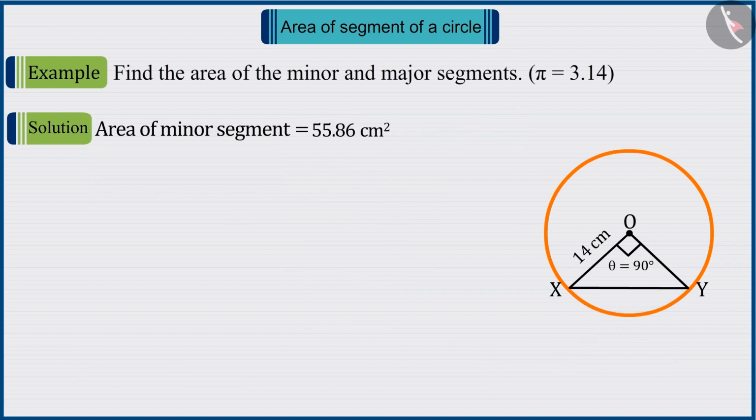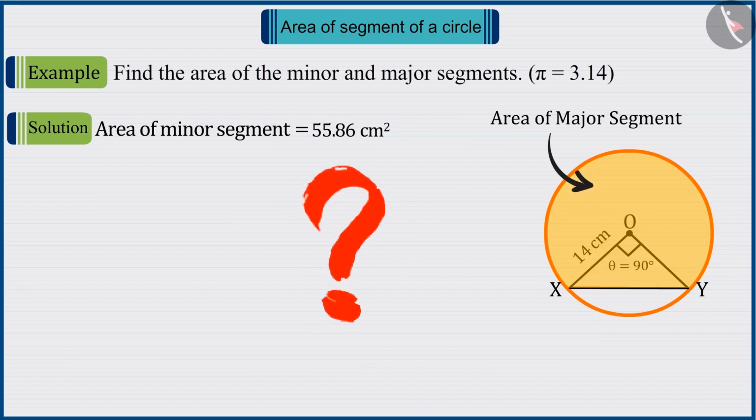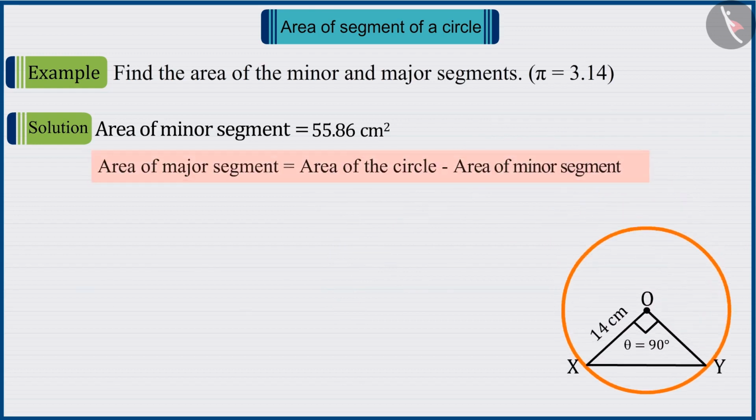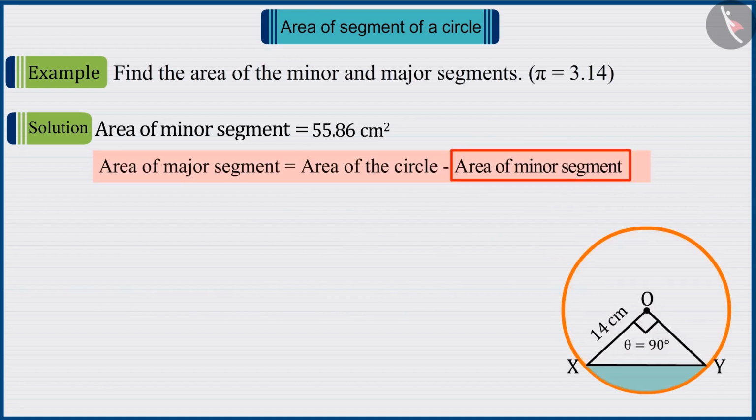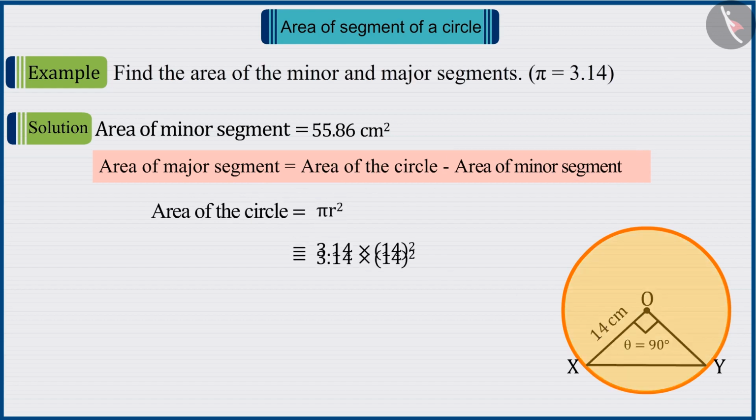Since we have to find the area of major segment along with area of minor segment, so can you find the area of the major segment? Absolutely correct. For this, from the area of the circle, the area of the minor segment is subtracted, where the area of the circle is 615.44 square centimeters and the area of the minor segment is 55.86 square centimeters.